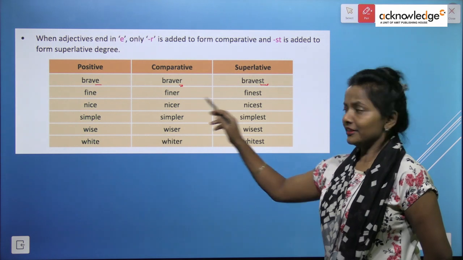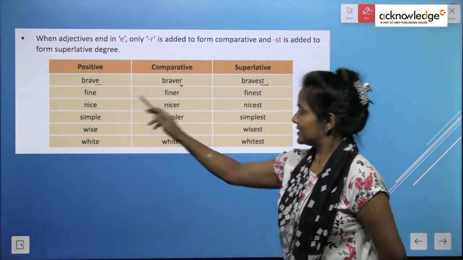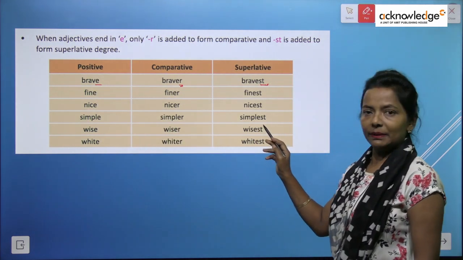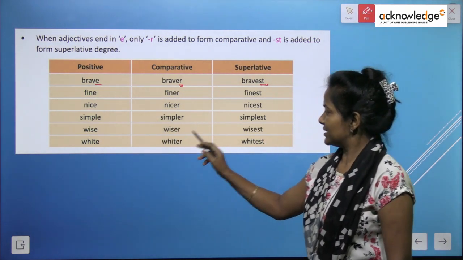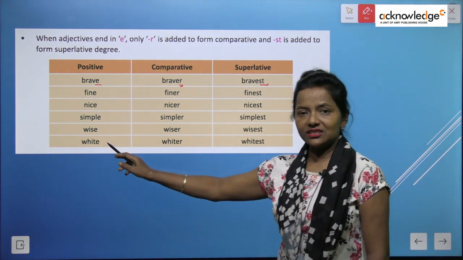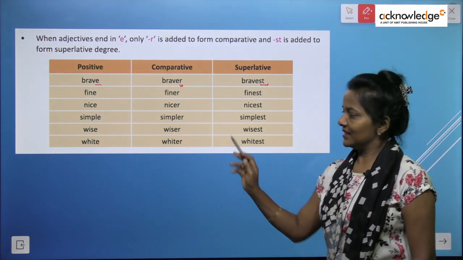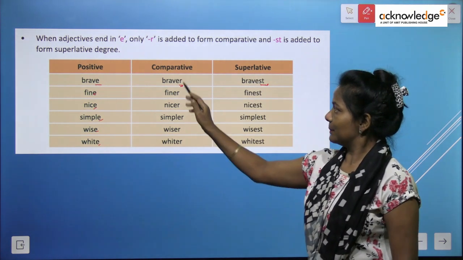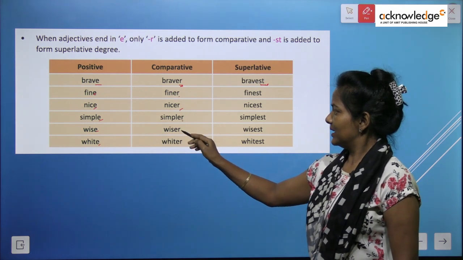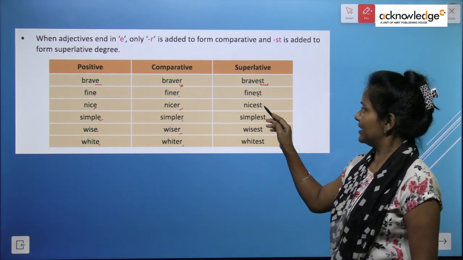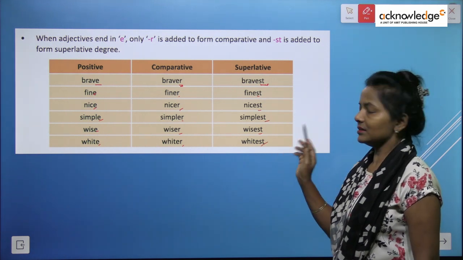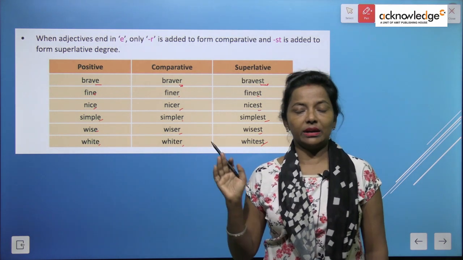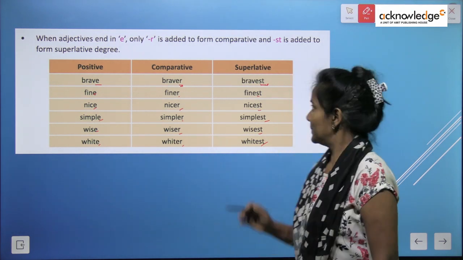फाइन, फाइनर, फाइनेस्ट. नाइस, नाइसर, nicest. Simple, simpler, simplest. Wise, wiser, wisest. And white, whiter, whitest. देखिए सारे E से एंड हो रहे हैं एंड इसमें हमने कंपैरेटिव में R ऐड किए सब में एंड इन सुपरलेटिव वी हैव एडेड ST in all the adjectives. Fine. So please remember this rule also when you are changing the degrees.